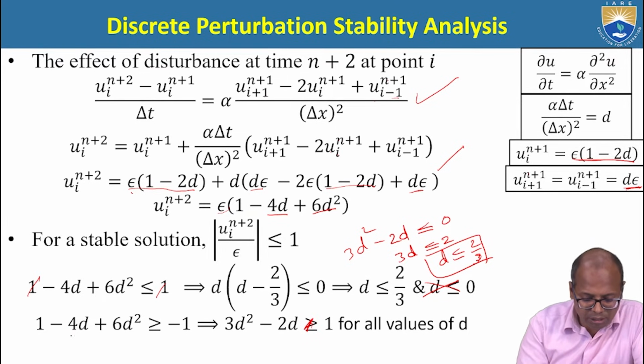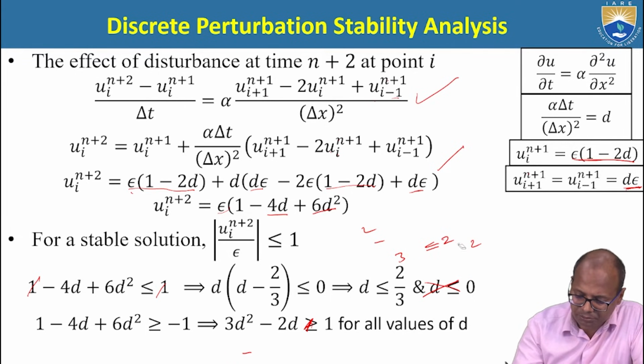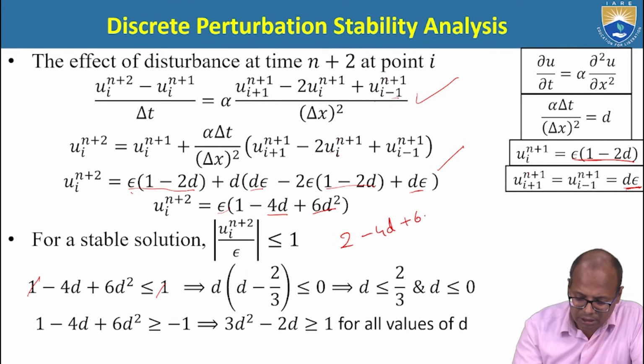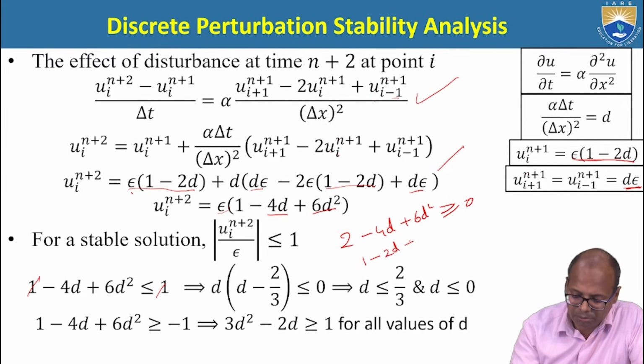There is a mistake here. This 2 will go this side. So it is 2 minus 4d plus 6d square greater than or equal to 0. Okay. So if I simplify this, it will be 1 minus 2d plus 3d square is greater than or equal to 0.